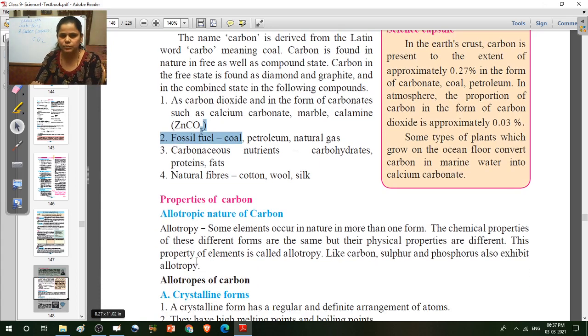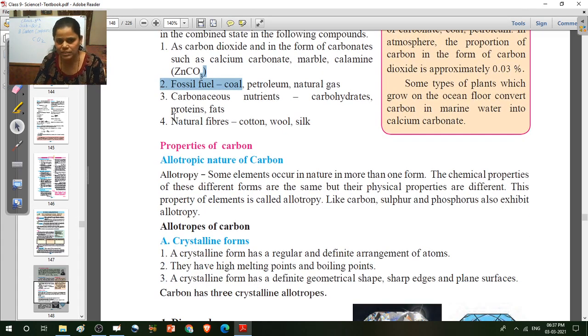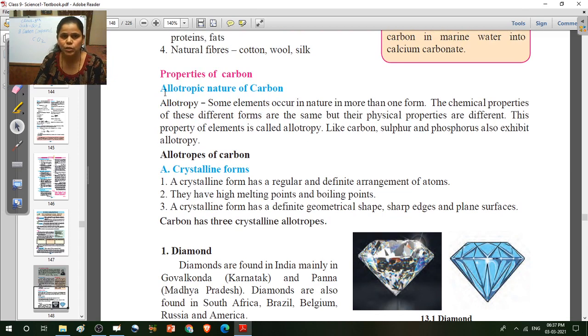Clear? Then one thing, students, this chapter is theoretical, so you have to write down these notes in your notebook and also learn. So occurrence of the carbon. Okay, your heading was the occurrence of carbon, and write down the important notes. The next is the property of the carbon. Yes. First, allotropic nature of carbon.